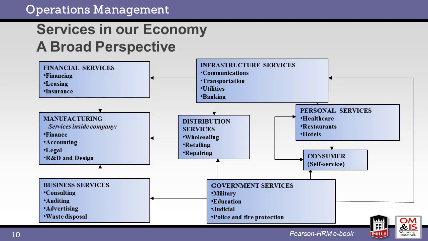Here we see the connection between a number of services in the U.S. economy. Manufacturing requires financial services, infrastructure, and business services to operate. Government services support infrastructure, distribution, and business services. Finally, the customer requires personal services, governmental services, and distribution services. Think about the behind-the-scenes processes required for the last product you purchased. Note how the various services were involved with getting that item to you.